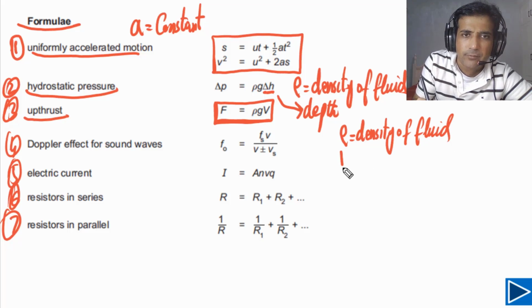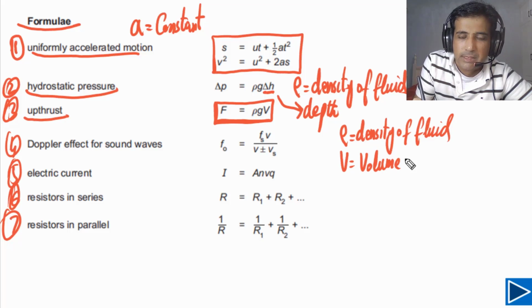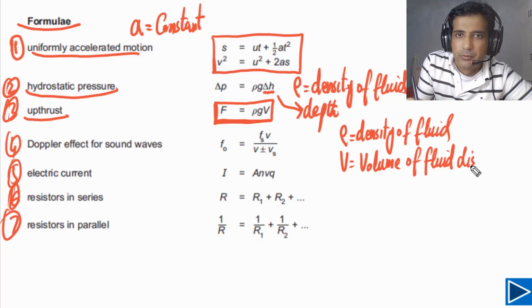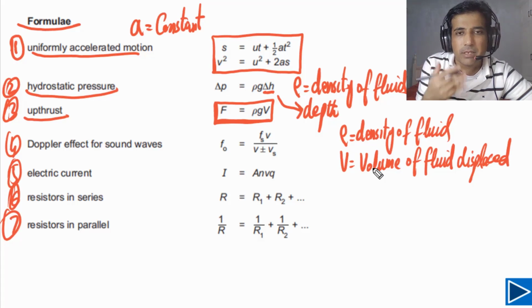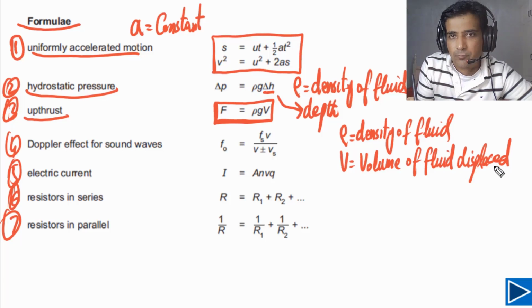You need to understand what is V in this formula. V is the volume of fluid displaced. Fluid can be liquid, it can be gas. Volume of fluid displaced. At AS level, most of the time, this is the volume of liquid displaced, but this also can be the volume of gas displaced. So we say volume of fluid displaced.